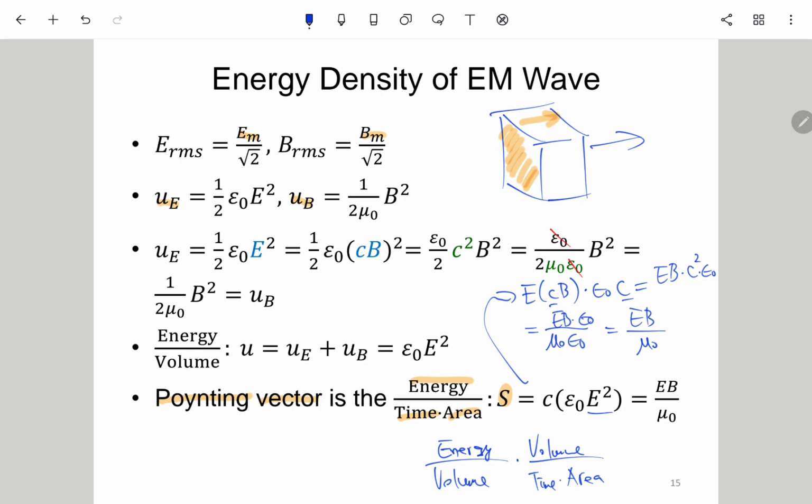So what is this? If you still remember in the textbook, the Poynting vector is written as 1 over mu naught times E cross B. So this is the magnitude, EB over mu naught, because E and B are always perpendicular to each other, so the magnitude of E cross B is nothing but E times B. So EB over mu naught is the magnitude of this vector, and this formula also indicates the direction. E cross B will be the direction of the Poynting vector, which is the direction of the wave propagation.